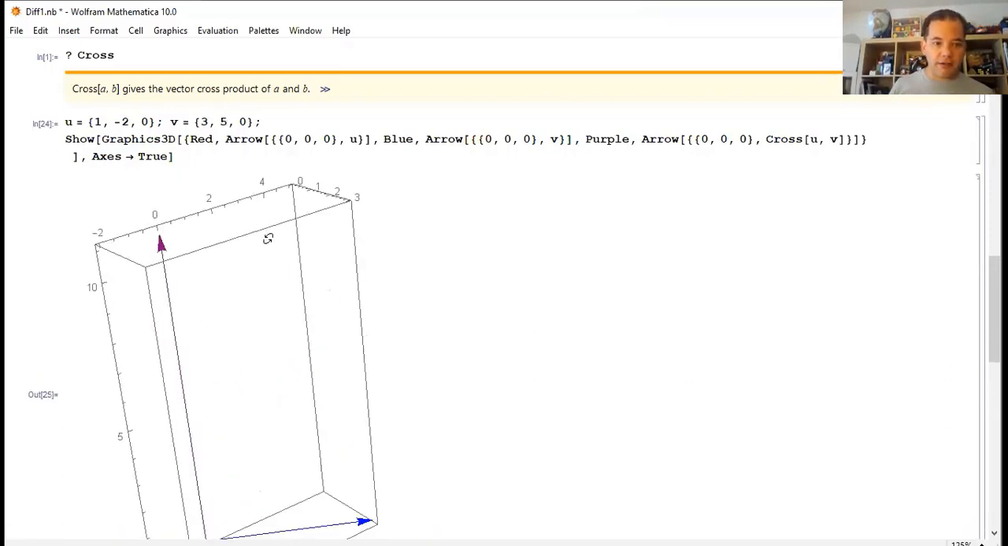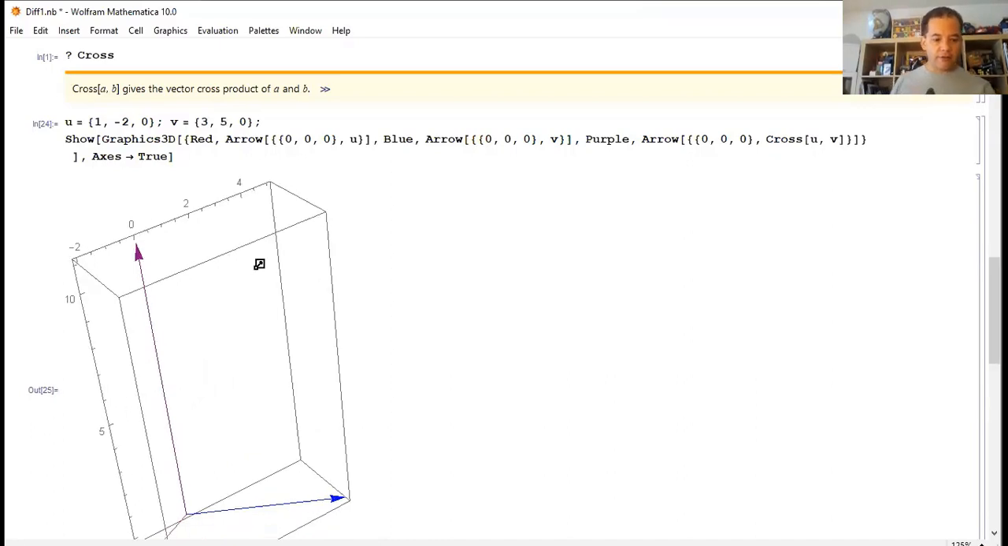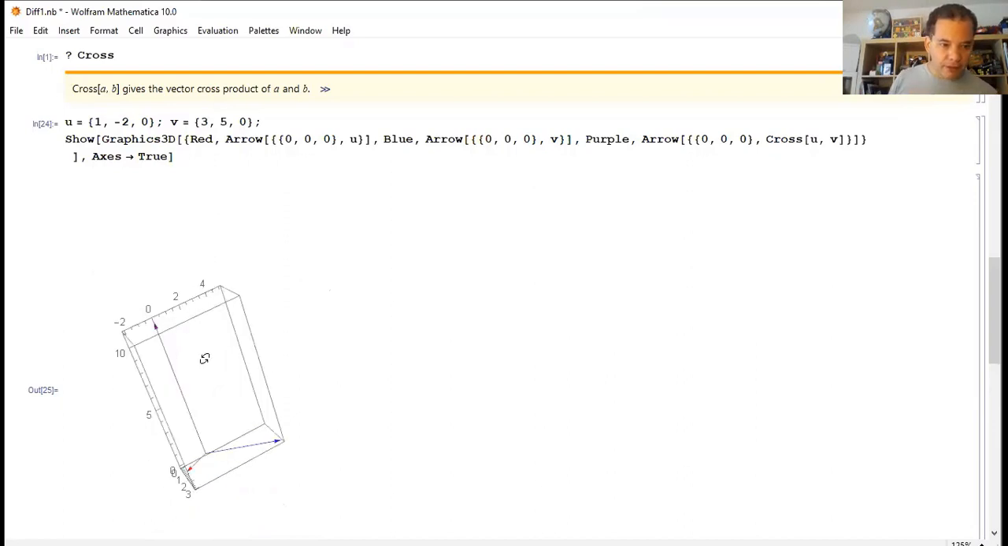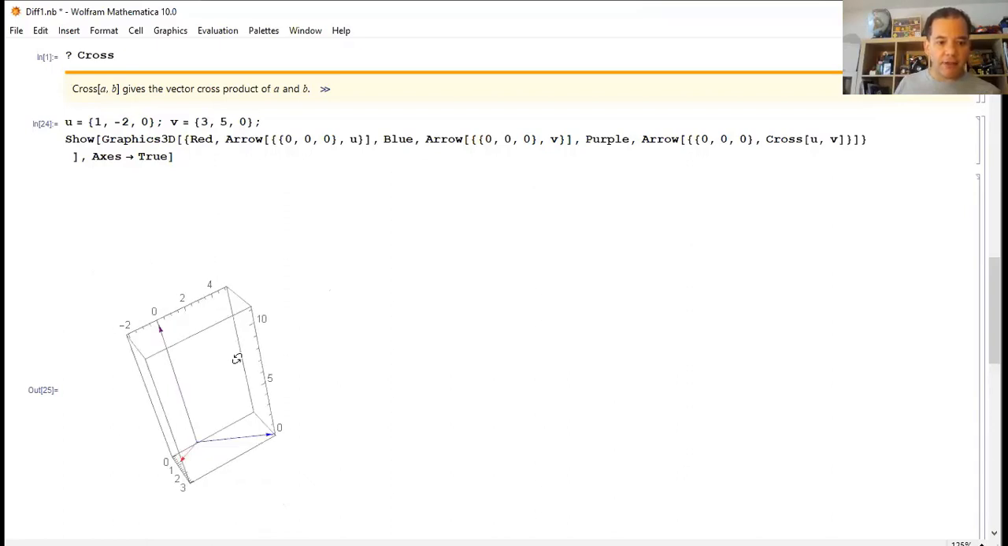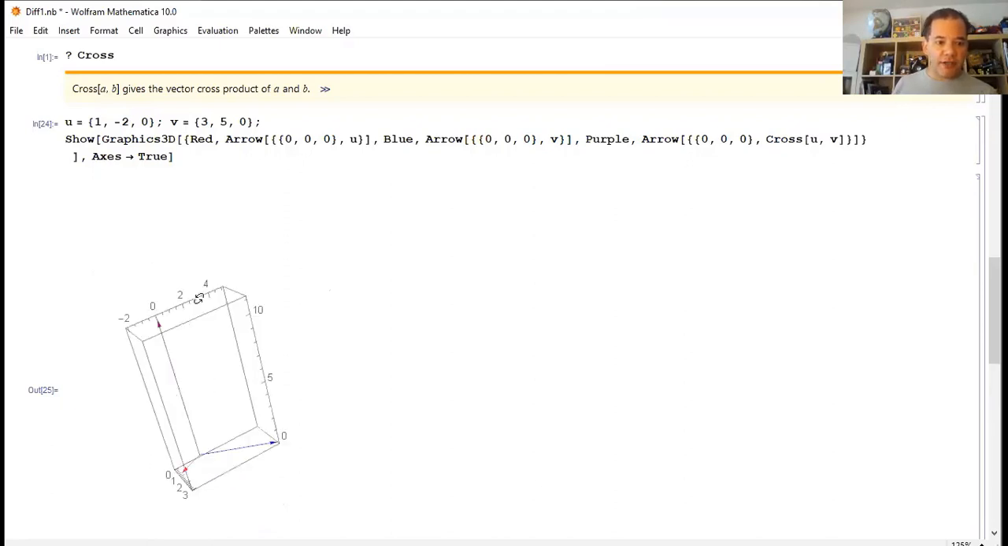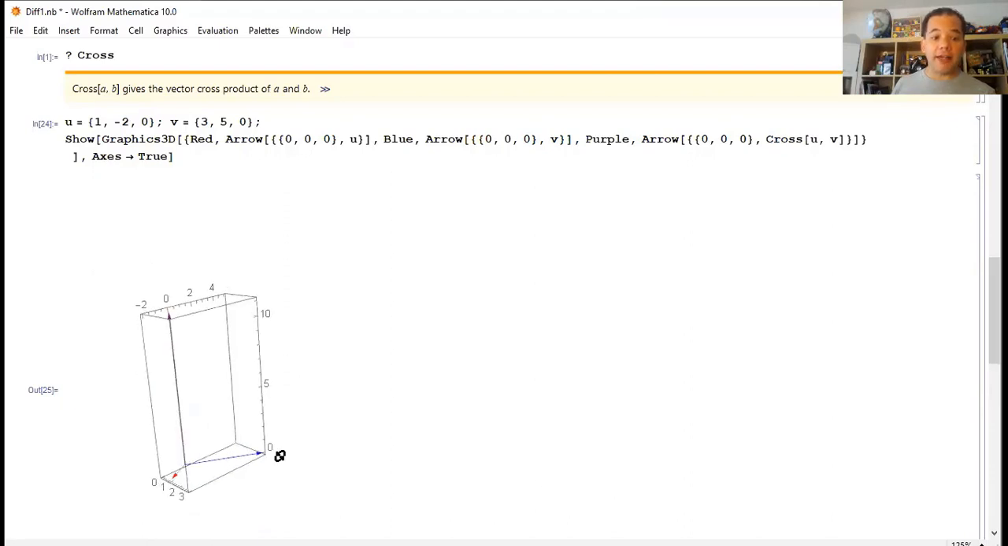Okay, and now let me rotate it a little bit so that you see back. Okay, so the red one is the vector 1, -2, 0. It's a tiny one. And the blue one is the vector 3, 5, 0. And I hope you can appreciate there how the purple one is perpendicular to the plane that has the two of them. So we go from one of them, start from the red, go towards the blue.